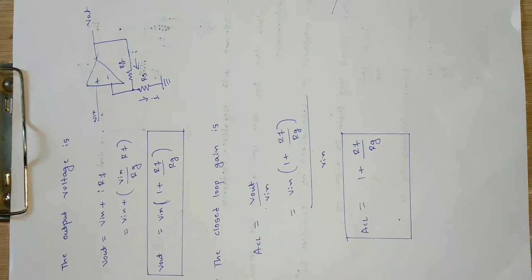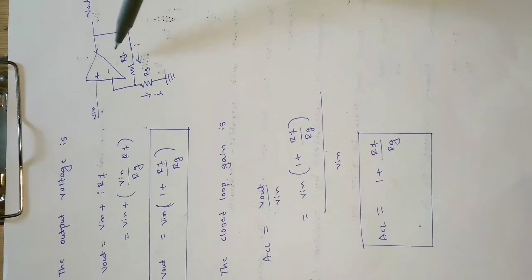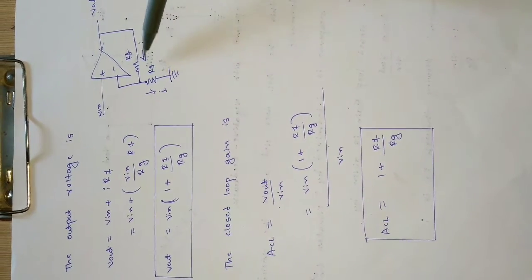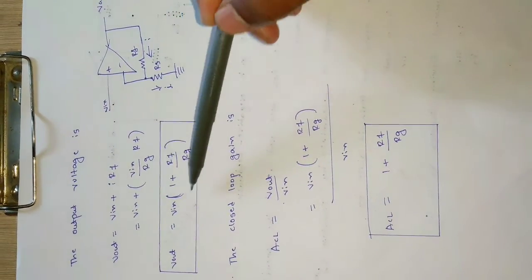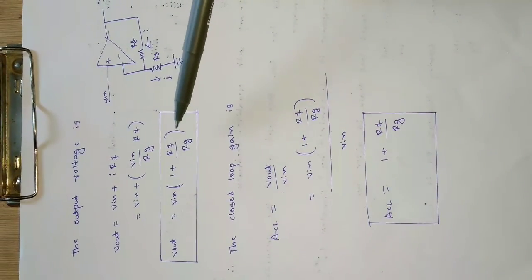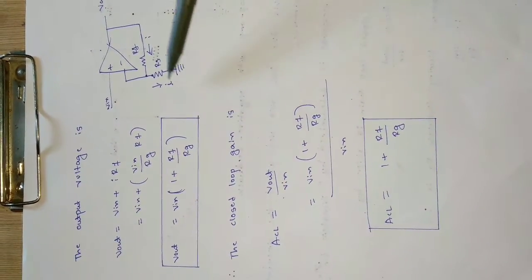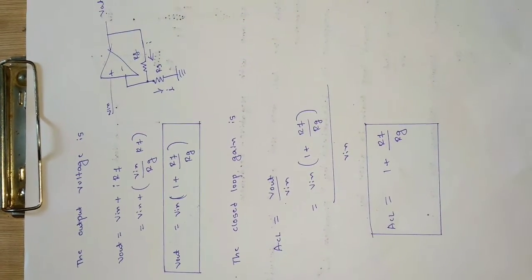So now I can replace the I with the term V in by RG. Because the input voltage here is V in and the resistance is RG, and RF is kept as it is. So take V in as the common, so we'll be left with 1 plus RF by RG. Okay, so this is the equation. Whatever will be the input voltage, that will be multiplied with the 1 plus RF by RG term. So that will be the output voltage here.